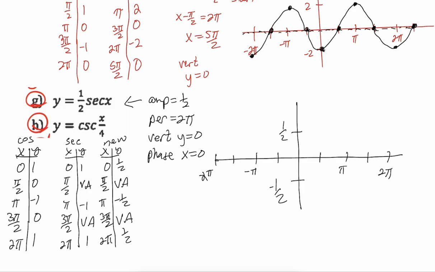Now, what I like to do for secants and cosecants, even tangents and cotangents, is put our vertical asymptotes on. We have a vertical asymptote at pi over 2. We have another one at 3 pi over 2. So now we know the spacing, so I will put that same spacing on all my vertical asymptotes for the remainder of the graph.